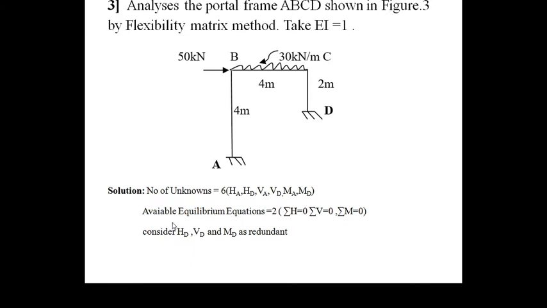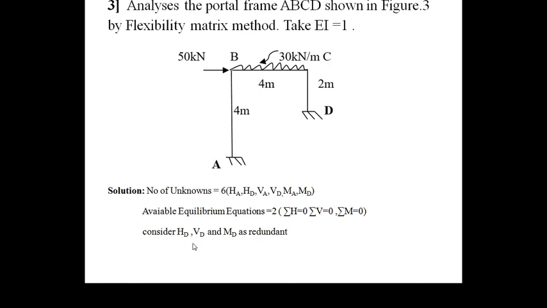Then available equilibrium equations equal to how many? Sigma H is equal to 0, sigma V is equal to 0, sigma M is equal to 0. Here 6 unknowns are there and 3 equations are known, so 6 minus 3. Here it was mentioned 2 because if we consider a beam as a frame, in that case sigma H does not exist. But here a fixed support is coming, therefore we take the available equilibrium equations as 3.